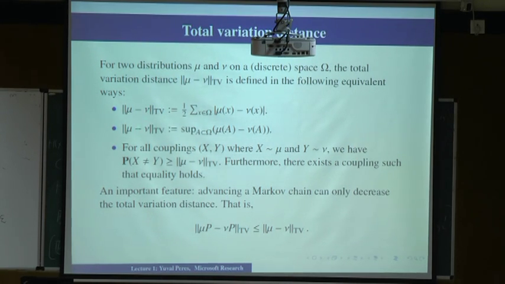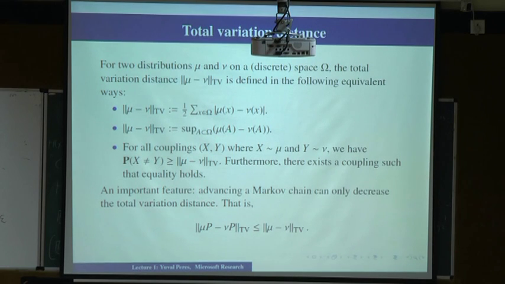And it has several equivalent descriptions. Another one is the sup over all subsets of the state space of mu of A minus nu of A, where, again, mu and nu here are two probability measures. It also has an interpretation in terms of coupling.